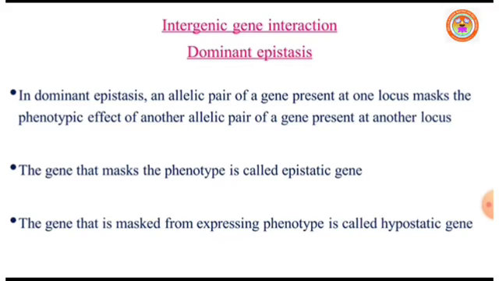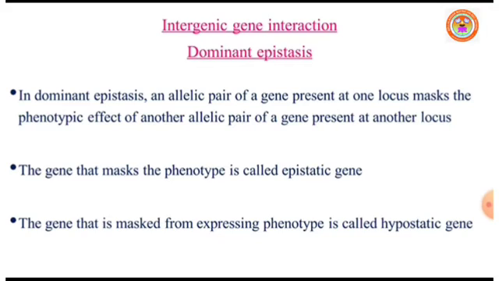Very simple. One gene has a pair of alleles found in one locus, and another different gene is found in a different locus, also having alleles. So alleles of one gene at one locus which suppress or mask the phenotypic expression of a different pair of alleles of another gene at another locus is called dominant epistasis. In this case, the gene which suppresses is called the epistatic gene.